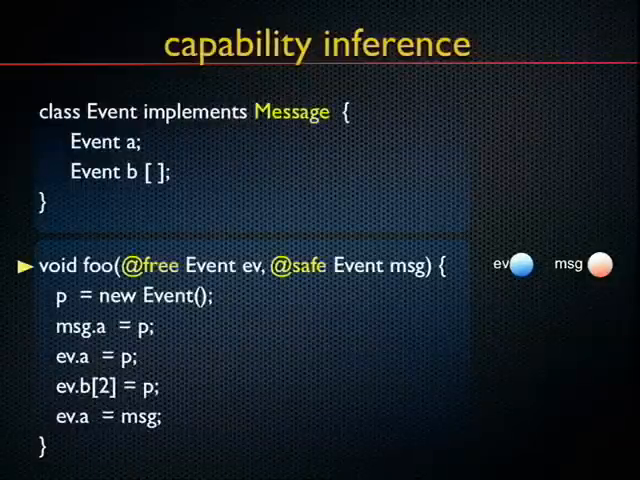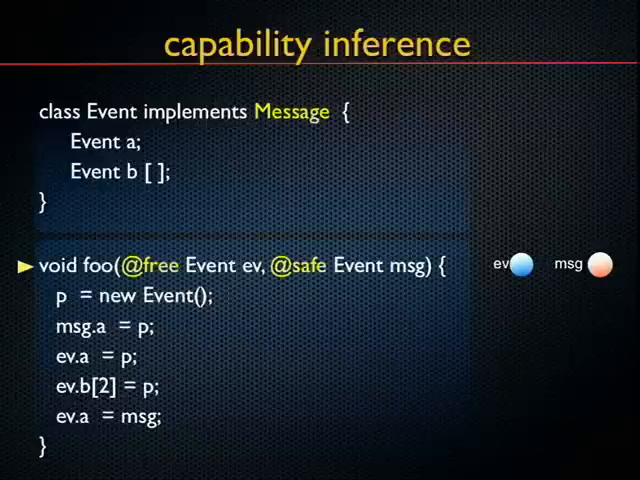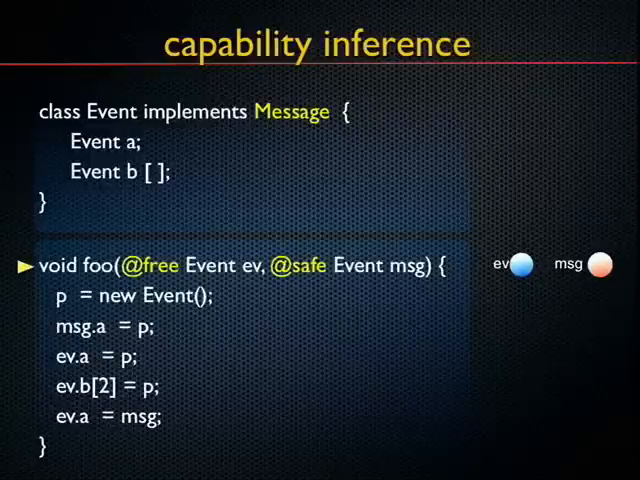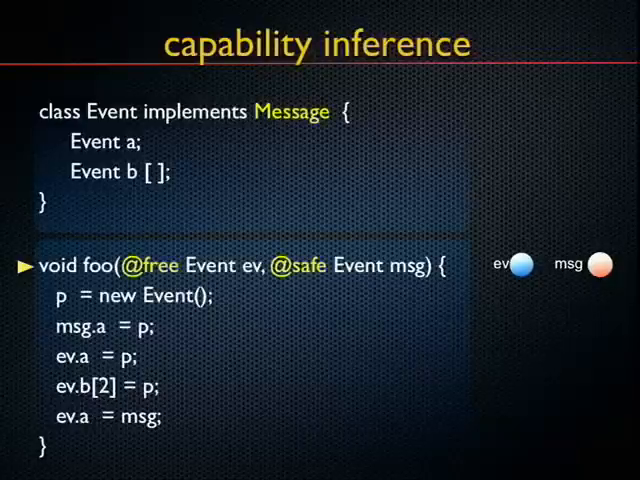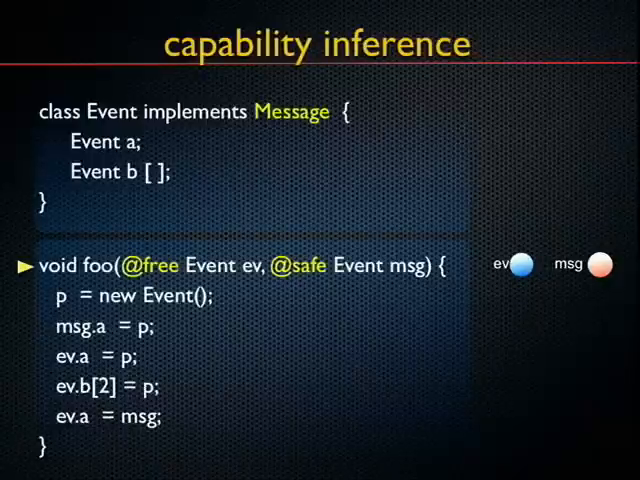So how do I get these capabilities assigned to all these nodes in the first place? I have an event class, and let's say I have a foo method which is annotated with the capabilities free and safe. So essentially, I'm being told that foo knows that this parameter is going to be free. Whatever argument is supplied is going to be free, and anything supplied here is guaranteed to be safe. So that's the interface contract.